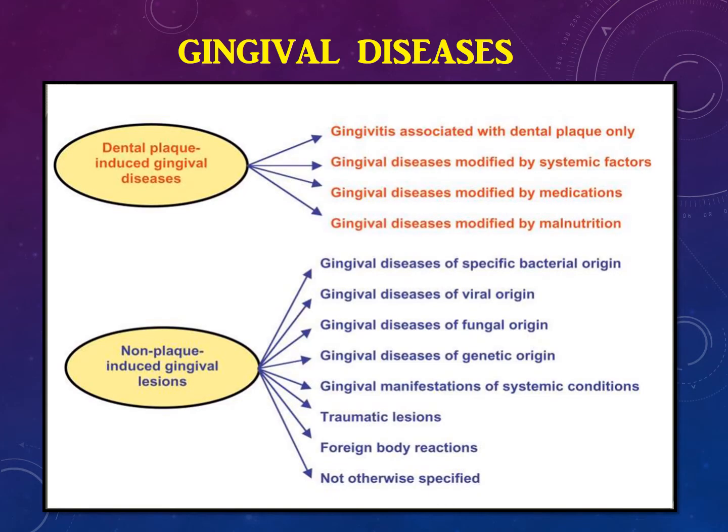First, moving on to the gingival diseases. Gingival diseases are classified into dental plaque-induced gingival diseases and non-plaque-induced gingival lesions. Dental plaque-induced gingival diseases are further classified into gingivitis associated with dental plaque only, gingival diseases modified by systemic factors, by medications and by malnutrition. Non-plaque-induced gingival lesions are further classified into gingival diseases of specific bacterial origin, of viral origin, of fungal origin, of genetic origin, and gingival manifestations of systemic conditions, traumatic lesions, foreign body reactions, and not otherwise specified.